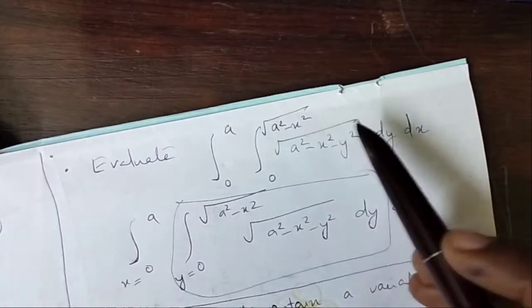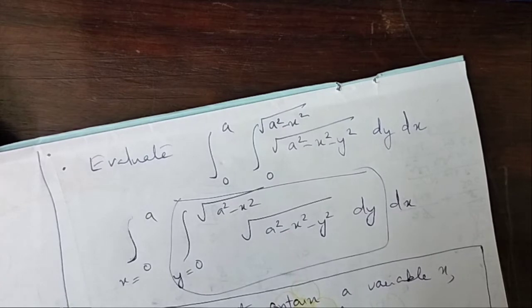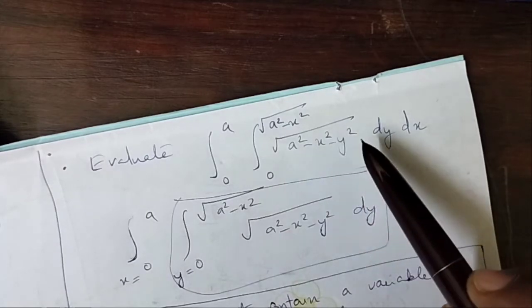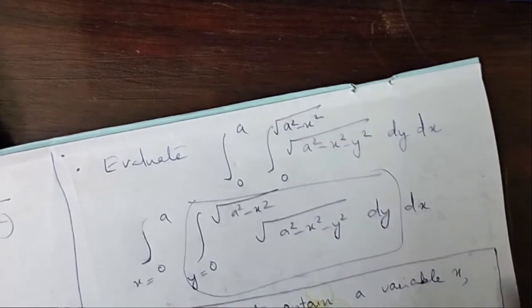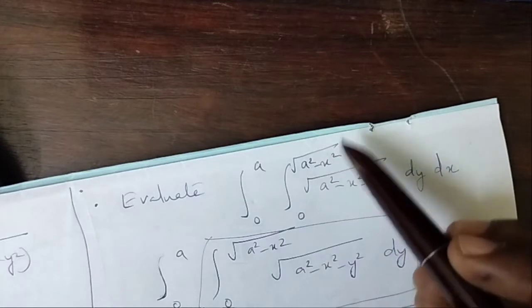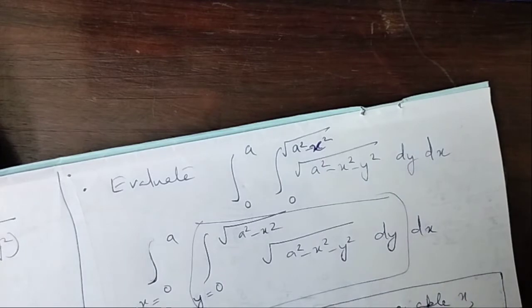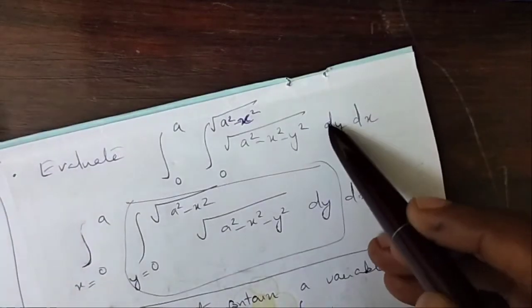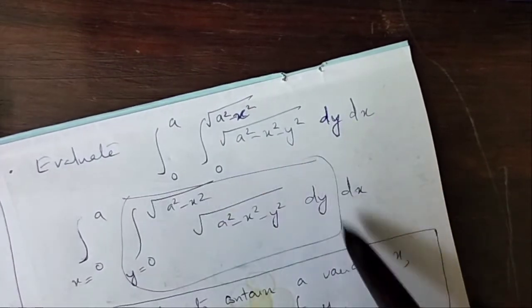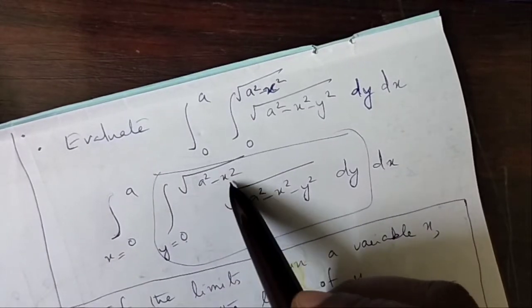So next one, evaluate integral 0 to a, then 0 to root of a square minus x square, of root of a square minus x square minus y square, dy dx. Here also the limits are 0 to a and 0 to root of a square minus x square. So this inner limit contains the variable x. So we can take this dy as the innermost integral. That means the limit for y is from 0 to root of a square minus x square.